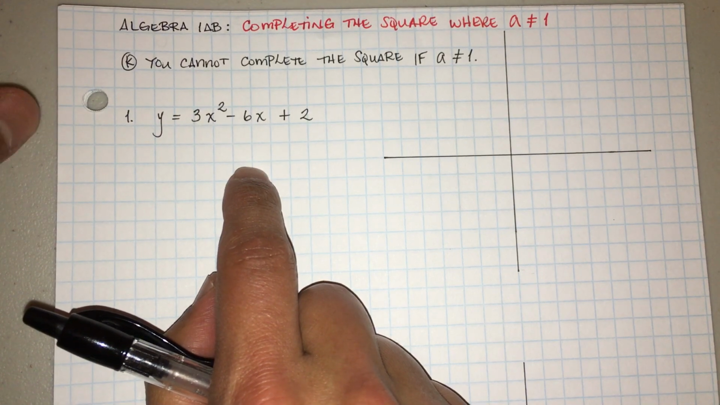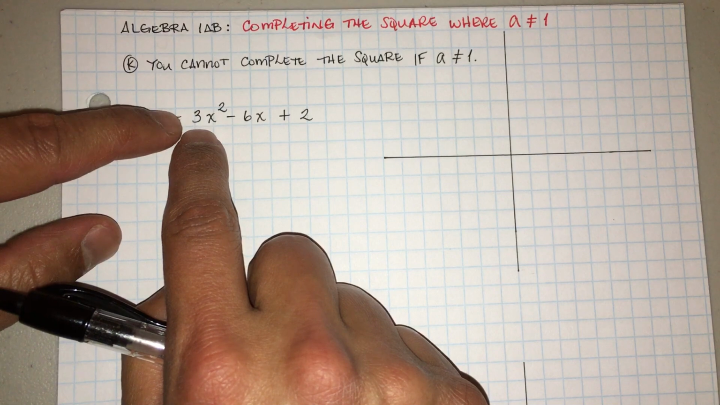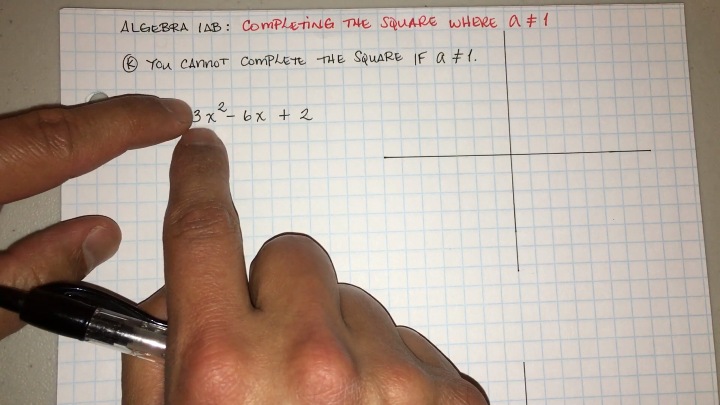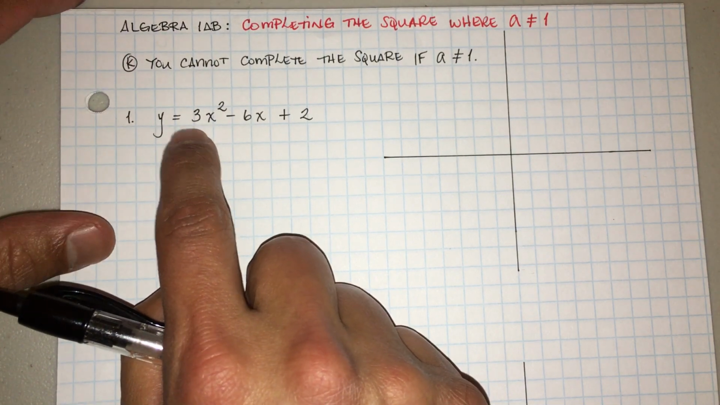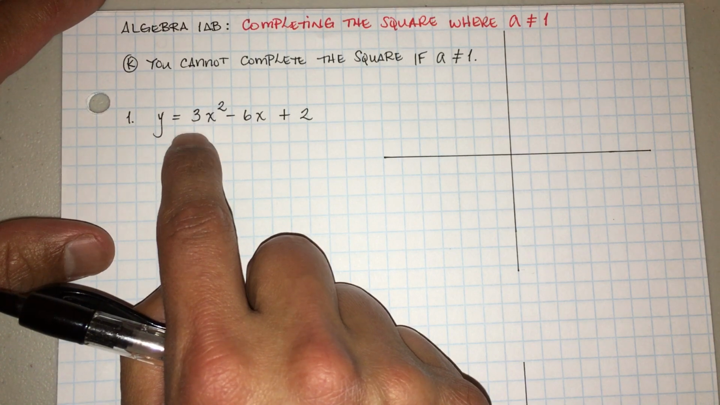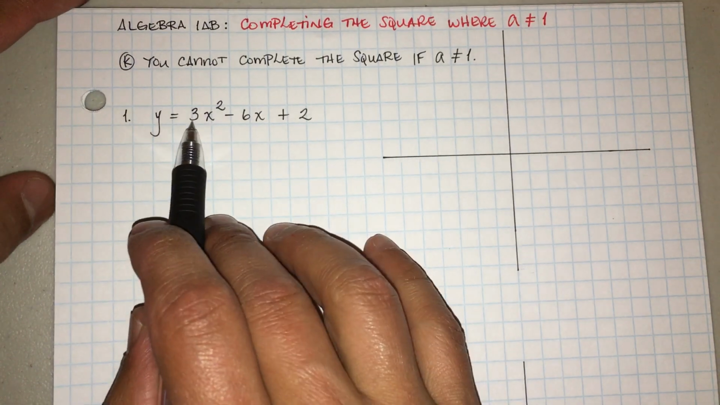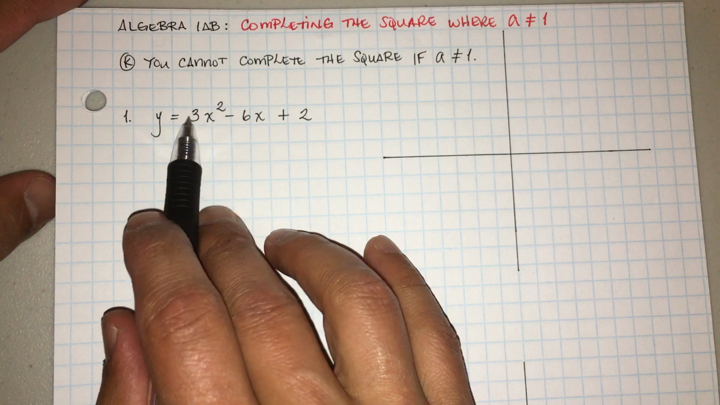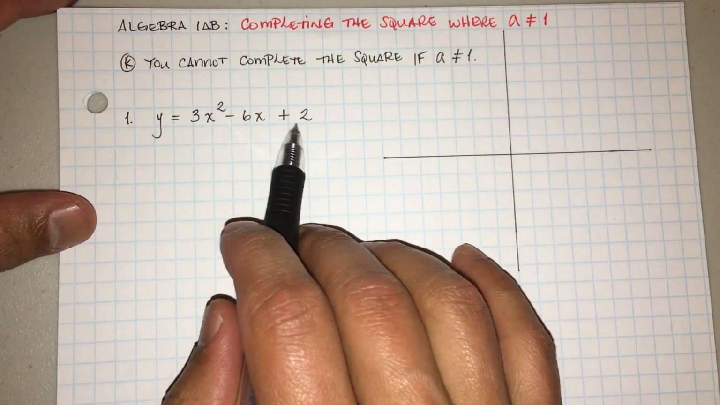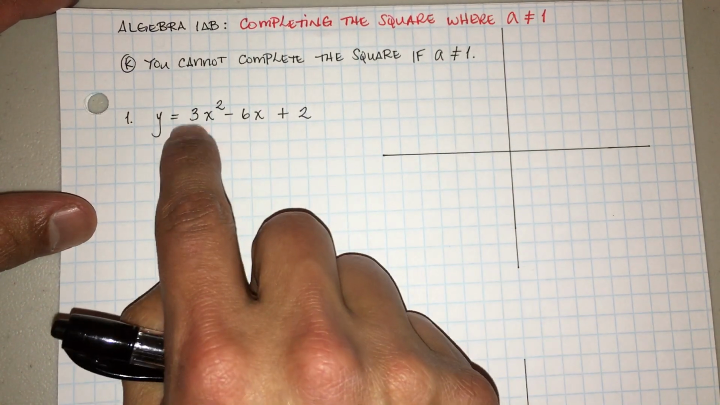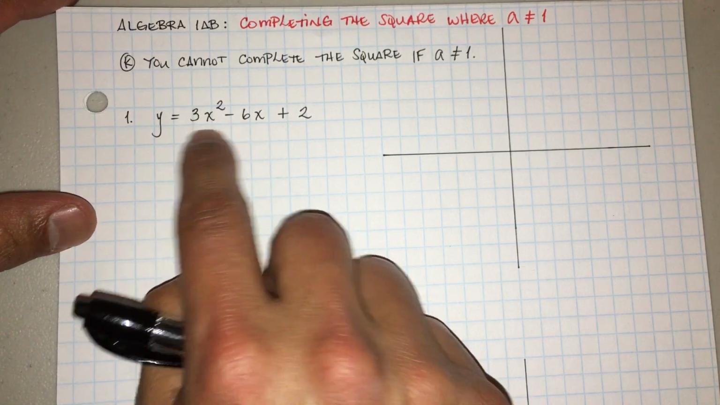But the ones we've been doing before never had a number here. They always just had an x squared, but now we have a number. So here's the thing about completing the square. You cannot complete the square with this guy in the front. This guy has to be a 1. So what we're going to do is move the 2 to the side and factor out the 3 from these first two terms.